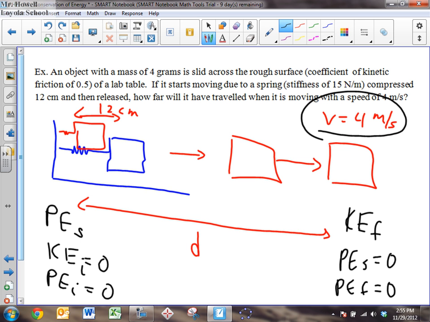PES is the energy of the spring in the beginning. So there is energy in the beginning from a spring, and there is energy at the end from the motion, from the velocity. What causes this object to slow down? Friction. So what else should I put at the end that we talked about the other day? Q loss. Very good, Steph.